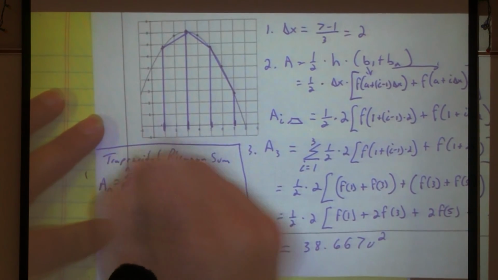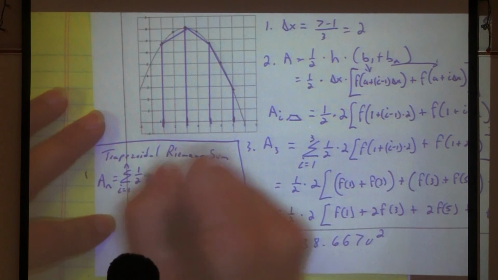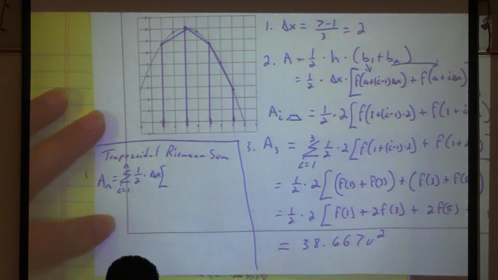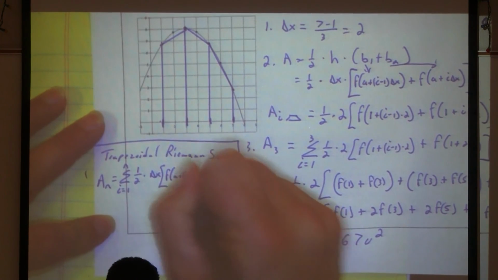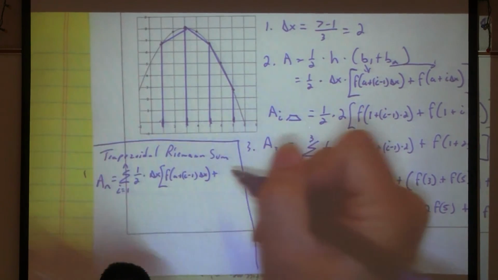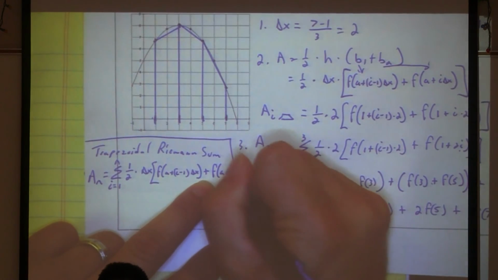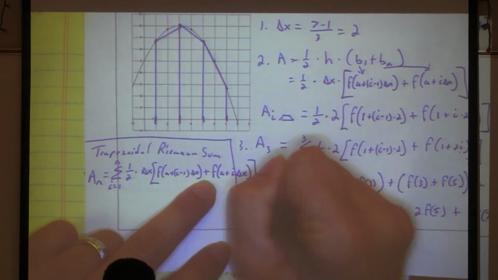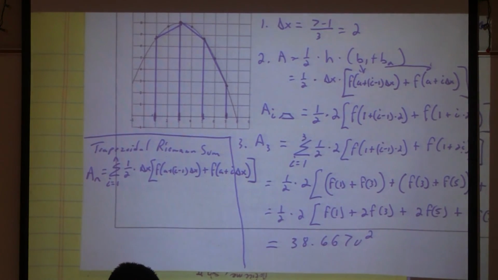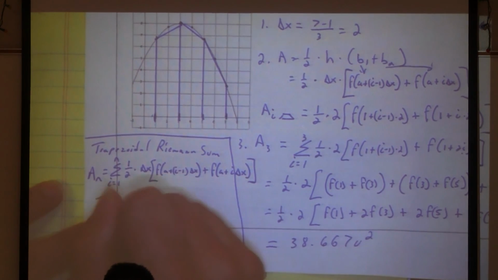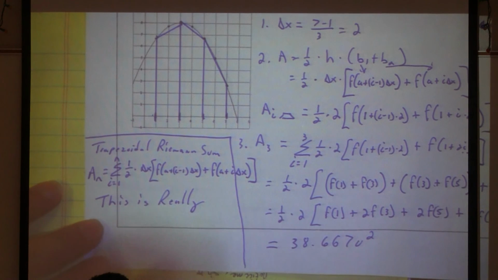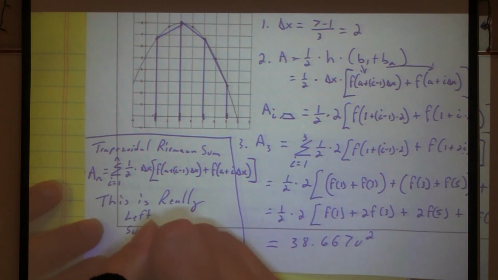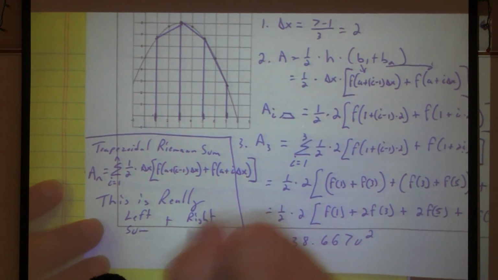From i equals 1 to n. And it'll be 1/2 times delta x times, what's gonna give me my base 1? F of a plus i minus 1 delta x plus, what's gonna give me my base 2? F of a plus i delta x. And that'll be the particular formula. Right, and we know that this is really just what? This is really my left sum plus my right sum.